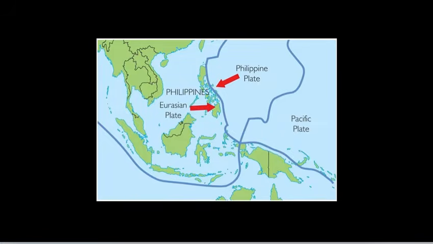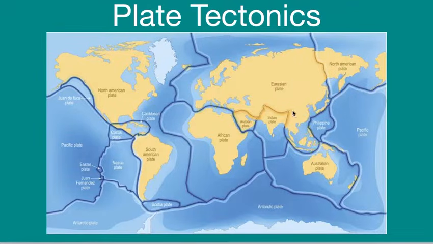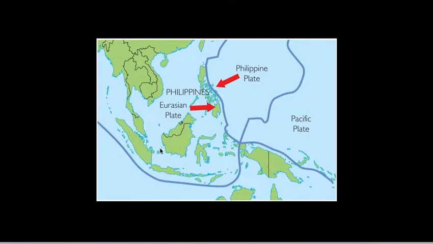Now, a good thing to take note of is that the Philippines was made by the interaction of the Eurasian plate, the Philippine plate, and the Pacific plate. We can all see them here, the Eurasian plate, the Philippine plate, and the Pacific plate. The main movers here is the Philippine plate colliding with the Eurasian plate. Also, some of the push on the Philippine plate comes from the Pacific plate.